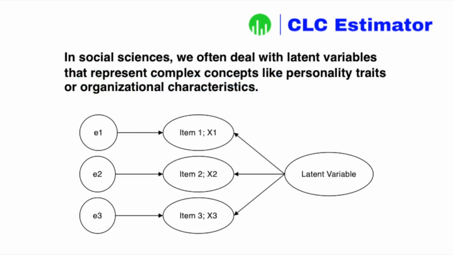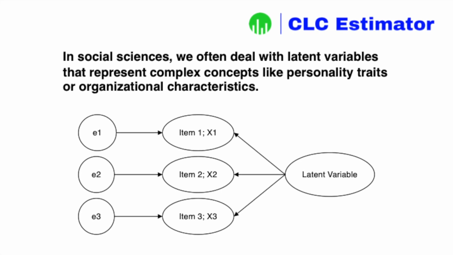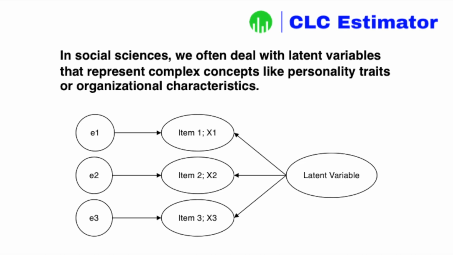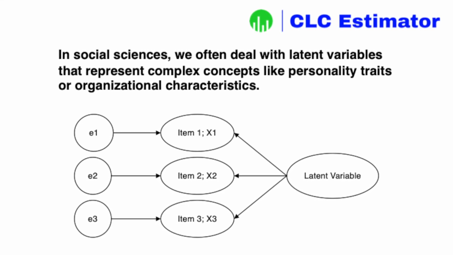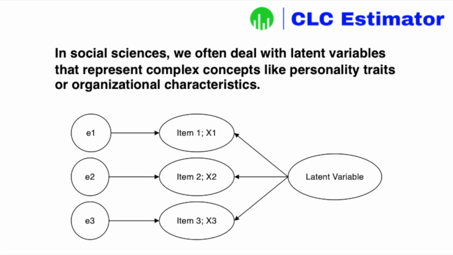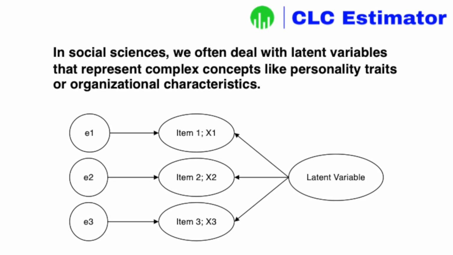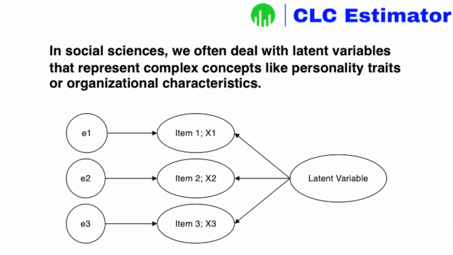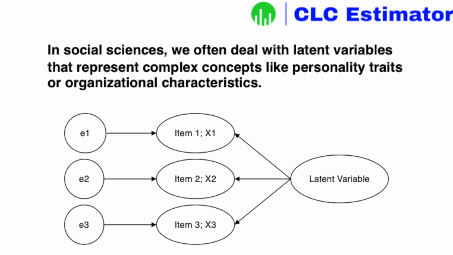In social sciences, we often deal with latent variables that represent complex concepts like personality traits or organizational characteristics. Traditionally, researchers have used simple average or sum scores to estimate these variables, but congeneric approaches provide a more accurate and dependable method. The CLC Estimator R package is available on GitHub and is based on the popular Psych package.